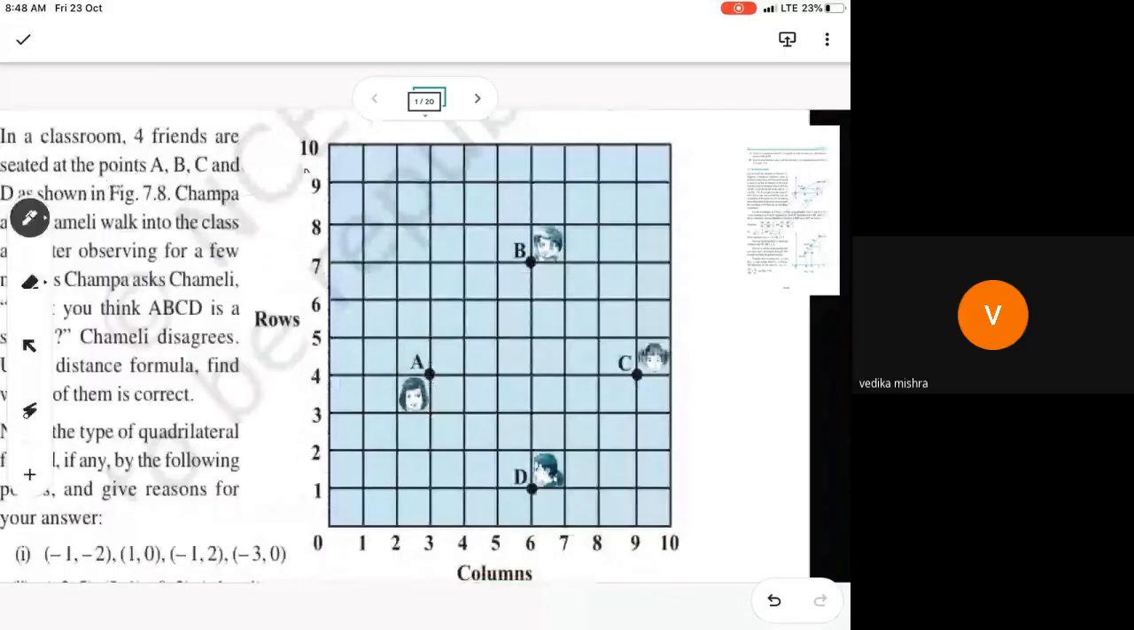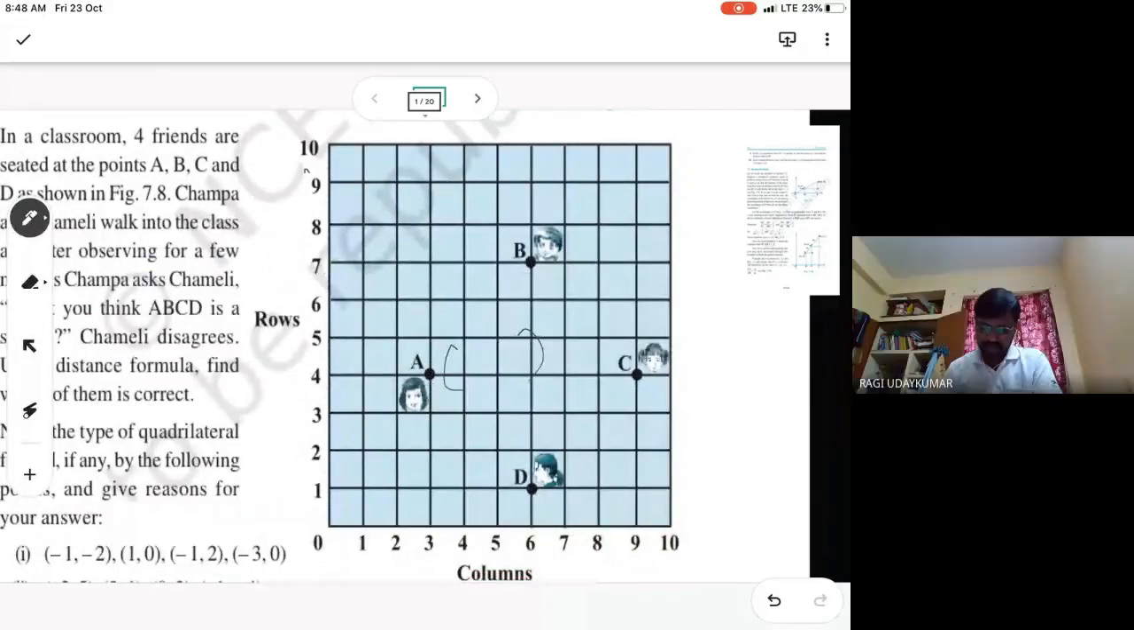What are the coordinates? 3, 4. Very good. And B coordinates क्या है? 6, 7. And C coordinates क्या है? 9, 4. And D coordinates क्या है?